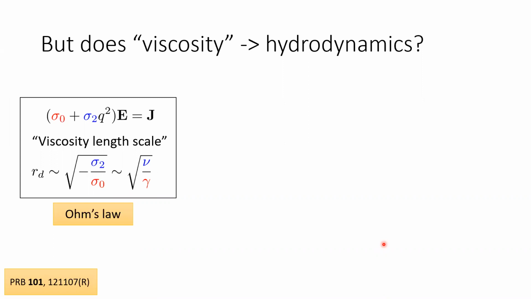And this immediately raises the question, whether or not observing a finite sigma 2 is sufficient to say that you're in some electron scattering dominated regime, right? Ohm's law, even a momentum dependent Ohm's law, could come from a variety of sources, and at least a priori it doesn't necessarily seem indicative of a hydrodynamic regime.